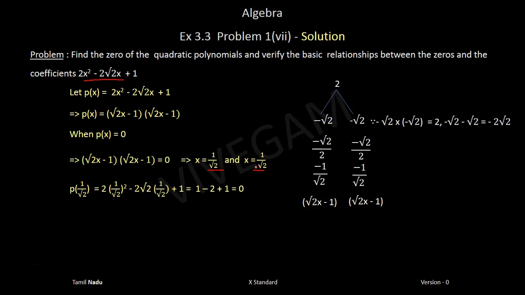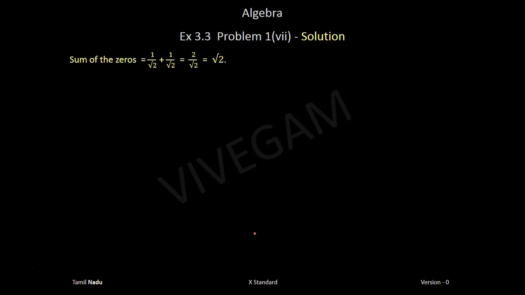The same goes for the second because it's the same 1 by root 2, so I don't think we need to redo it. Thus the zeros of the polynomial are 1 by root 2 and 1 by root 2. Now we'll have to check the relationship. Before checking, we'll have to find the sum of the zeros. It is 1 by root 2 plus 1 by root 2, because these are the two roots. Root 2 is the LCM, so 1 plus 1 is 2 by root 2, and the root 2 goes root 2 times. So the sum of the zeros is root 2.